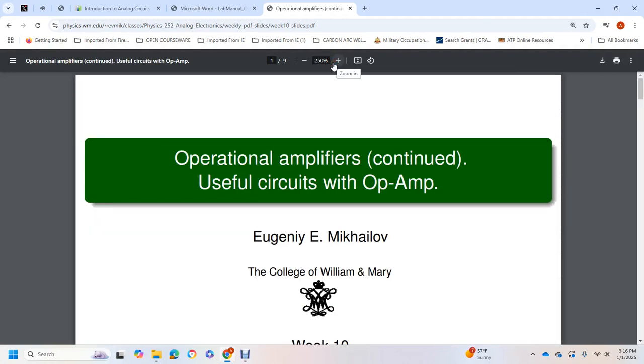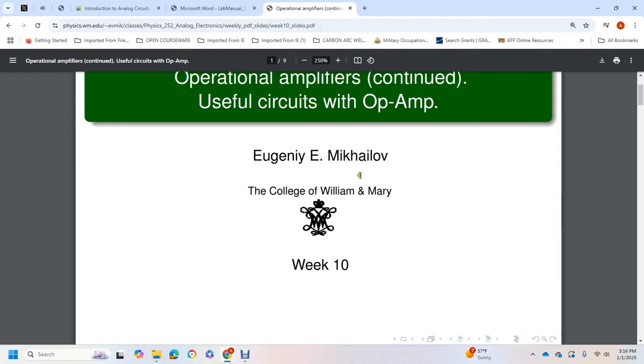Alright, operational amplifiers continue. Circuits, operational amplifiers. Eugene Melkov, College of William and Mary, week 10.